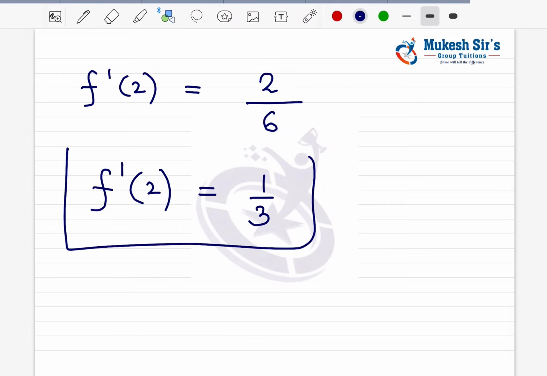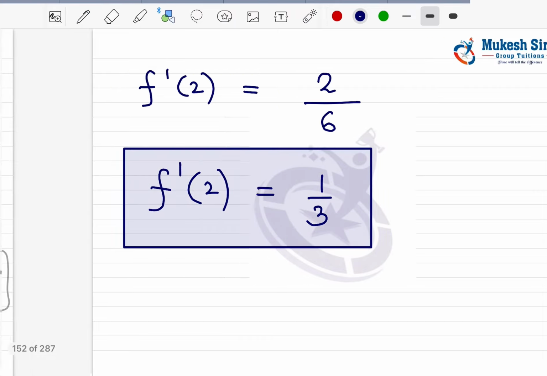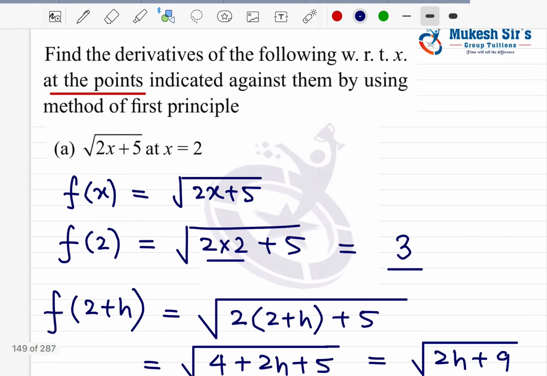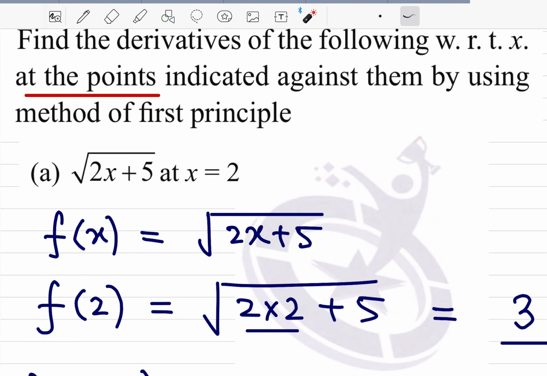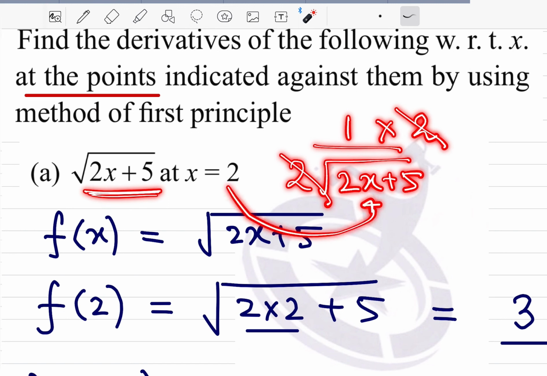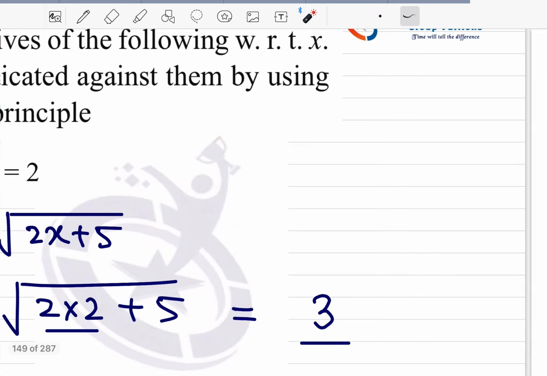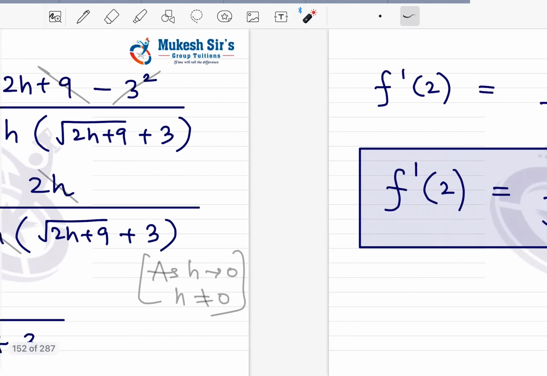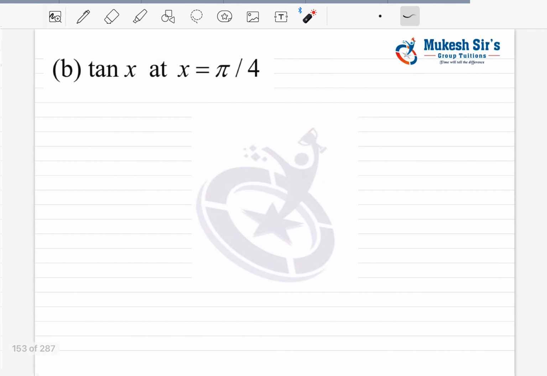Clear? That's the answer, the derivative at x equal to 2. You can cross check again here. The derivative of root of 2x plus 5: the derivative of root x is 1 by 2 root x. So the derivative of root of 2x plus 5 is 1 upon 2 root of 2x plus 5 into the derivative of the inside, that is 2. Okay? And putting the value of x as 2, 2 times 2 is 4, 4 plus 5 is 9, square root of 9 is 3. So the answer is 1 by 3. We got the same answer, 1 by 3. Fine? Let's solve one more question.